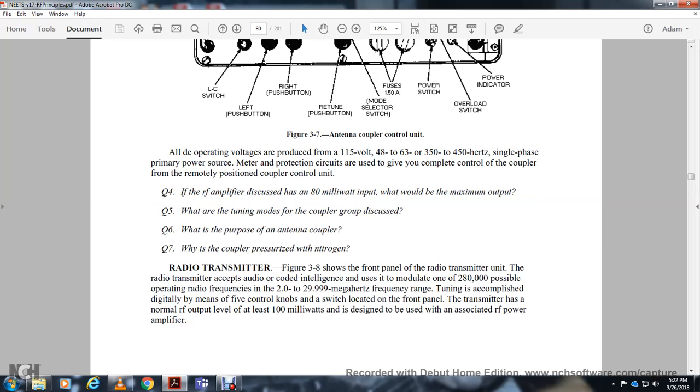The radio transmitter 53H, on the front panel, is a radio frequency transmitter that accepts audio encoded intelligence and modulates one of 280,000 possible operating radio frequencies in the 2 to 29.999 megahertz range. Tuning is accomplished digitally by means of the 5 control knobs located on the front panel of the transmitter. The normal radio frequency output level is 100 milliwatts, designed to be used with the associated radio frequency power amplifier.